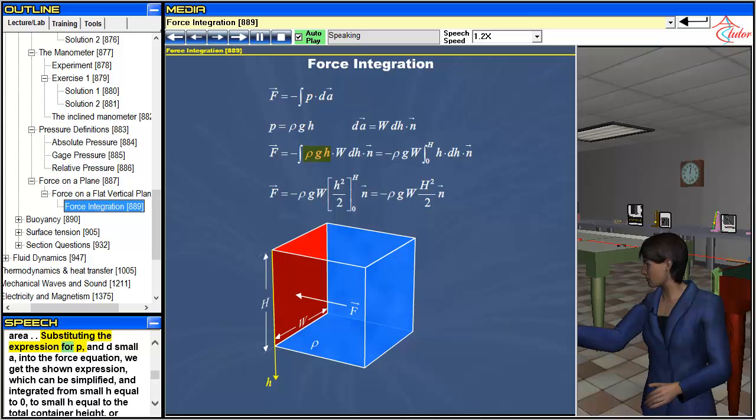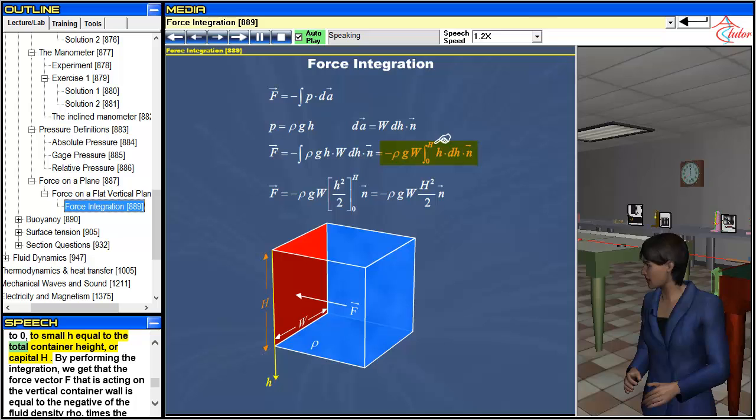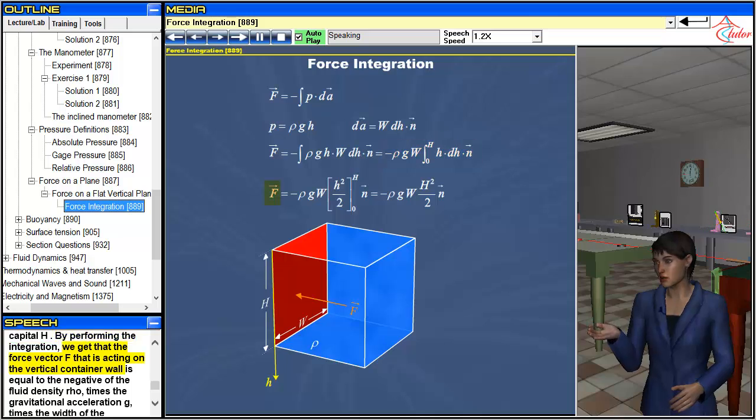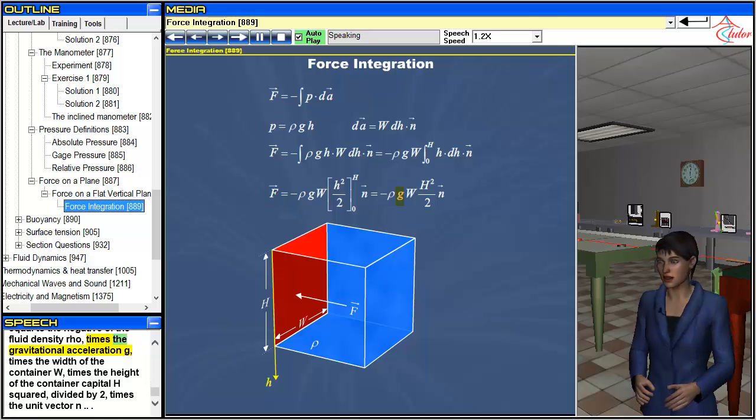Substituting the expression for P and d small a into the force equation, we get the shown expression, which can be simplified and integrated from small h equal to 0 to small h equal to the total container height, or capital H. By performing the integration, we get that the force vector F that is acting on the vertical container wall is equal to the negative of the fluid density ρ times the gravitational acceleration g times the width of the container W times the height of the container capital H squared divided by 2 times the unit vector n.